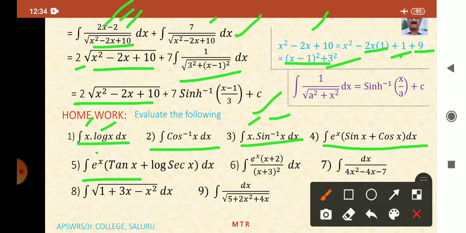Okay. Next, seventh problem, integral dx by 4x square minus 4x minus 7. This is of the form integral 1 by ax square plus bx plus c dx. So model 1. First we convert that quadratic expression into x square plus a square or x square minus a square. Eighth problem is also model 1, but there is a minus for x square. So we convert that as a square minus x square or x square minus a square. Ninth is also model 1, 1 by square root of ax square plus bx plus c. Okay. Thank you one and all.